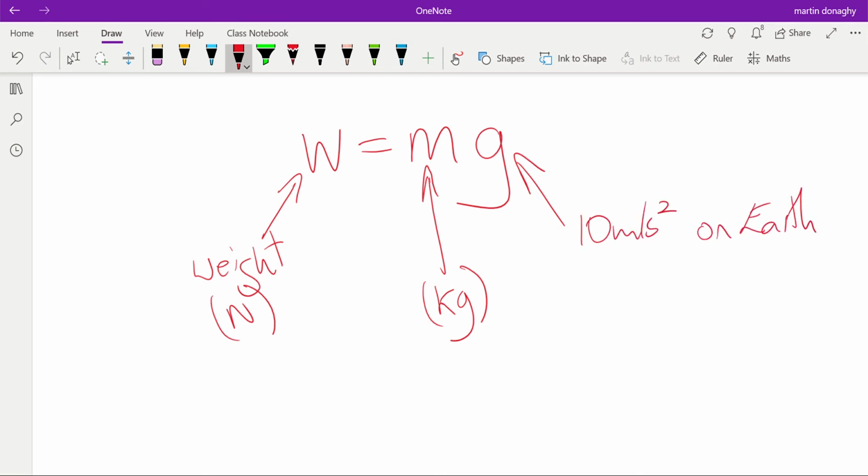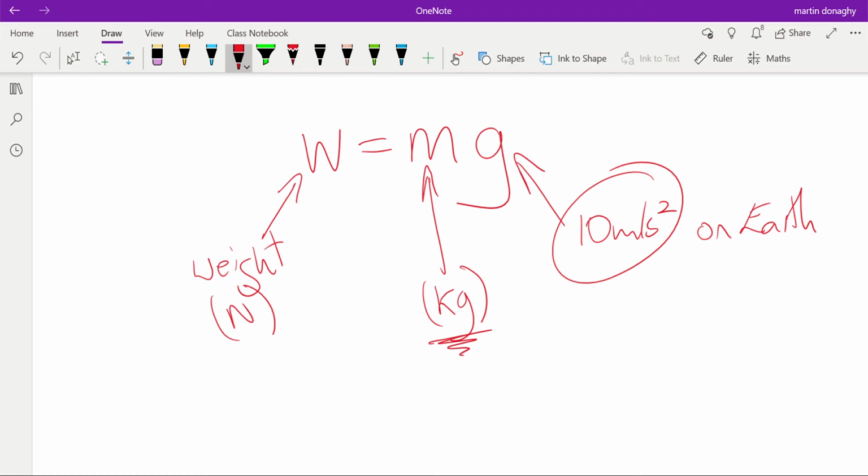However, if you go somewhere like Jupiter, it's 25 meters per second squared. So it changes, and if you get further away from Earth, it would get less than 10. So we tend to assume that it's 10 unless you're told otherwise in questions, okay? And you would be expected to know that number, okay? It's not a hard one to remember. So the mass of an object is measured in kilograms. It just depends on how much stuff makes up that object.